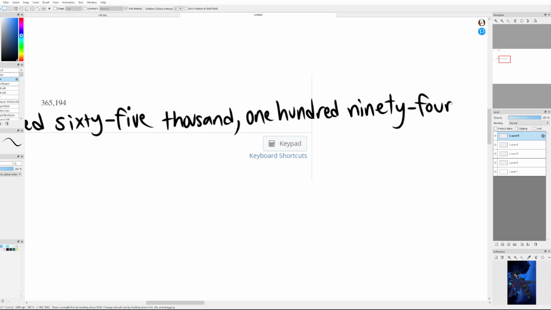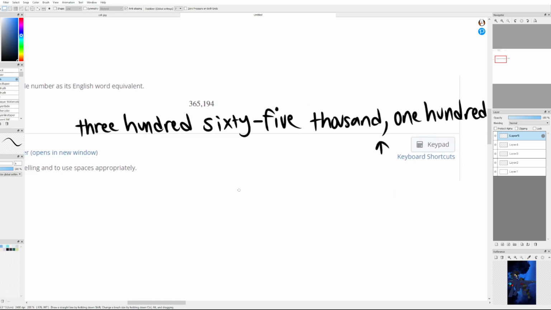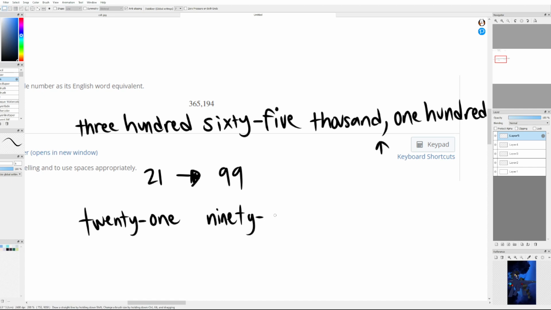Hawks is picky about number 1, the commas, and the hyphens. When you have a hyphen, it's going to be when you have anything above 20, so like 21 to 99, which will be 21 and 90 dash 9.